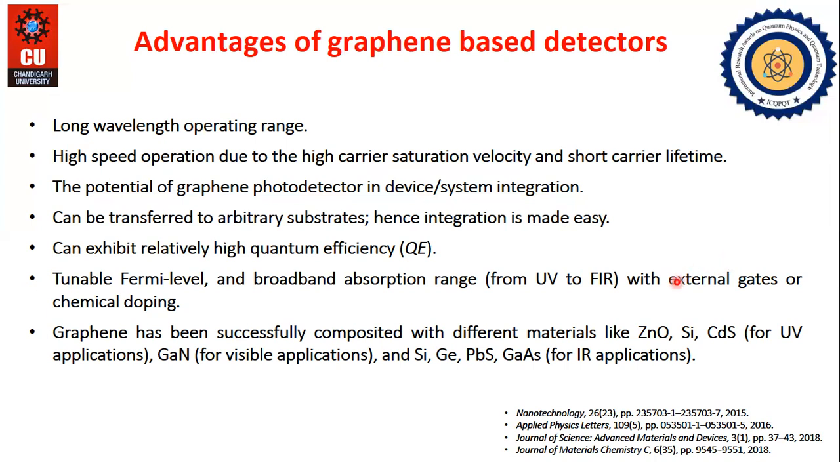Graphene has been successfully composited with different materials such as zinc oxide, silicon, cadmium sulfide for ultraviolet application, gallium nitride for visible application, and silicon, germanium, lead sulfide, gallium arsenide for IR applications. Graphene-semiconductor heterojunction based photodetectors, such as with mercury cadmium telluride, are expected to demonstrate low dark current, low power dissipation, small parasitics, high breakdown voltage, and higher response speed than conventional homostructures.